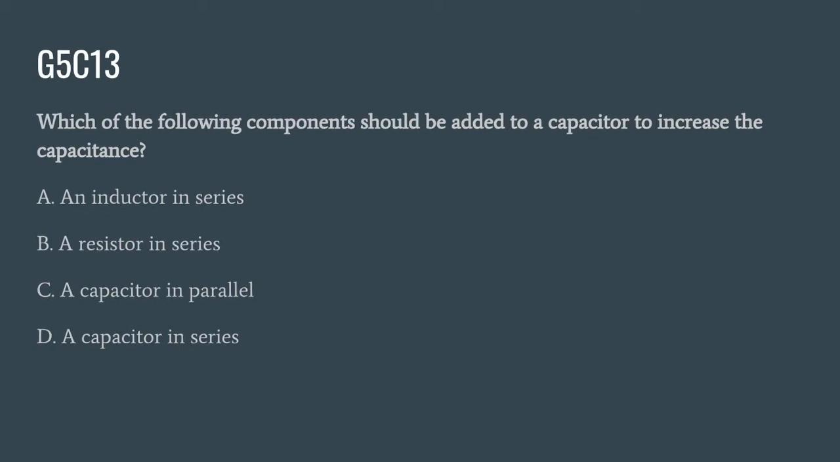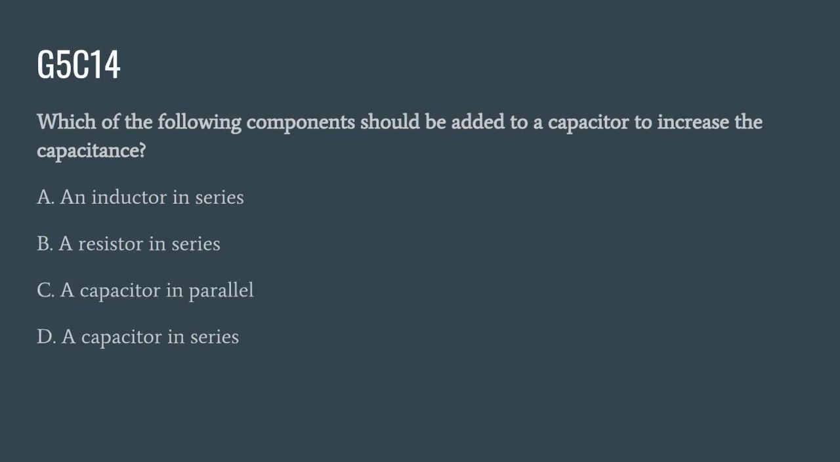G5C13. Which of the following components should be added to a capacitor to increase the capacitance? A. An inductor in series, B. A resistor in series, C. A capacitor in parallel, or D. A capacitor in series. Correct answer, C. A capacitor in parallel.